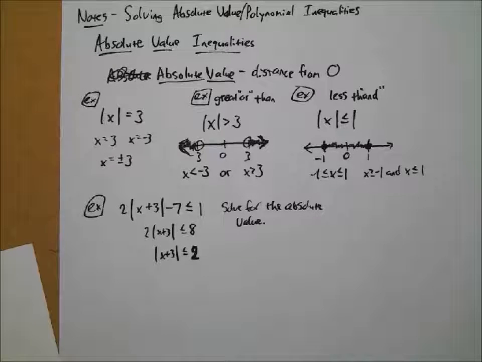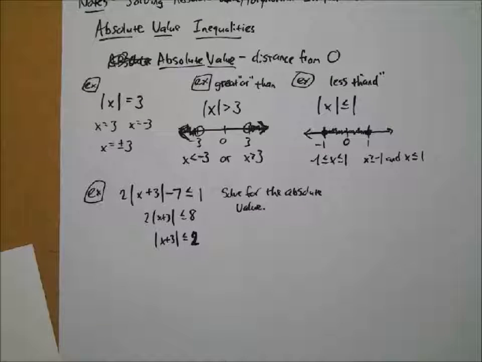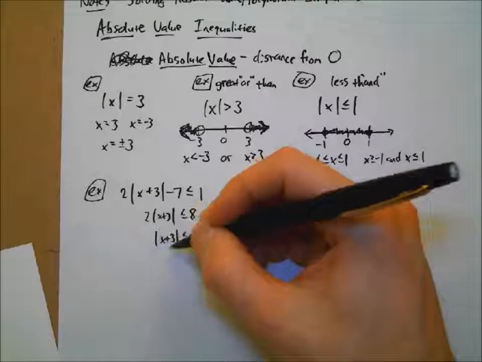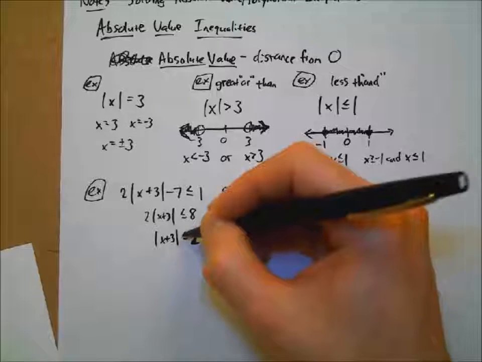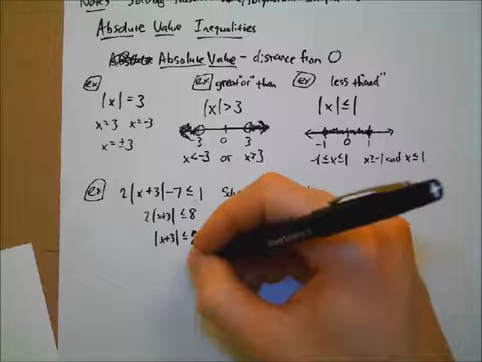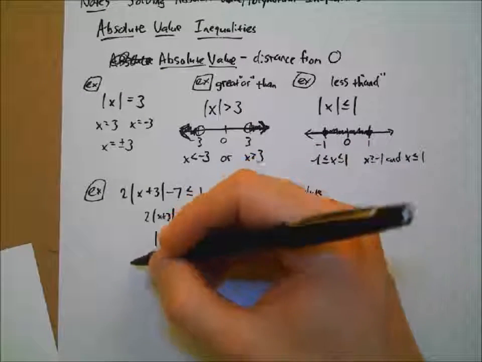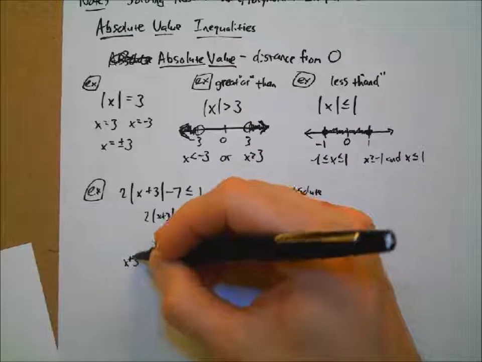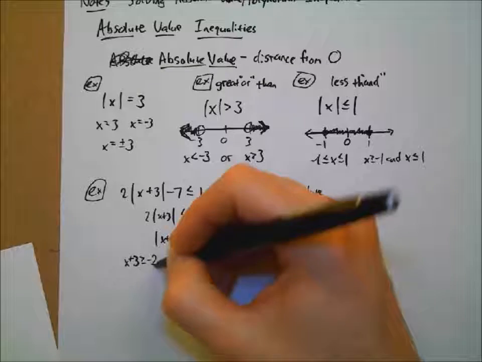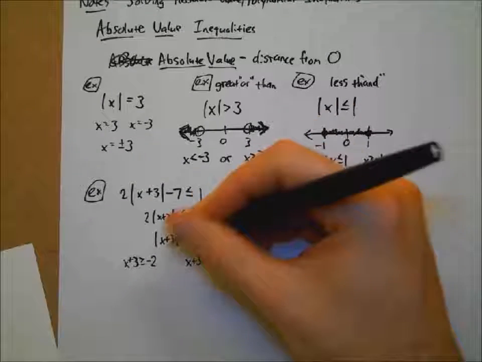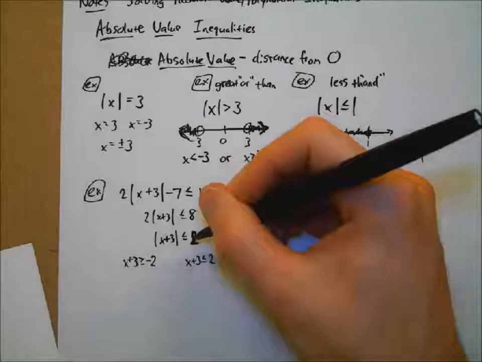Okay. Now that we have that absolute value isolated, we can use this concept that Kemi was talking about earlier, where the distance of this thing, we want it to be less than or equal to 2 away. So that means we want x plus 3 to be less than or equal to 2, and we also want x plus 3 to be greater than or equal to negative 2. Because on that number line, we want this thing to be less than 2 away, so it's going to be between negative 2 and 2, like that.